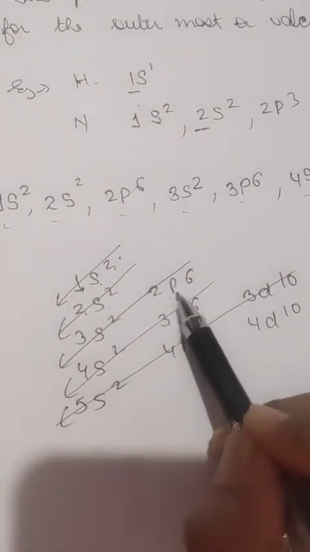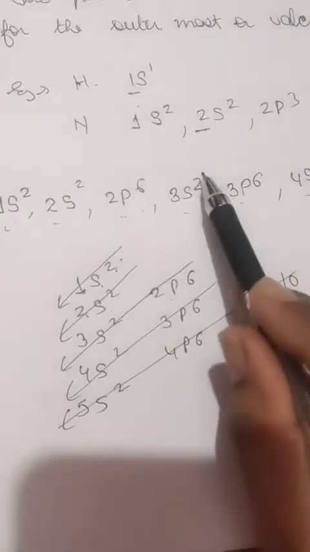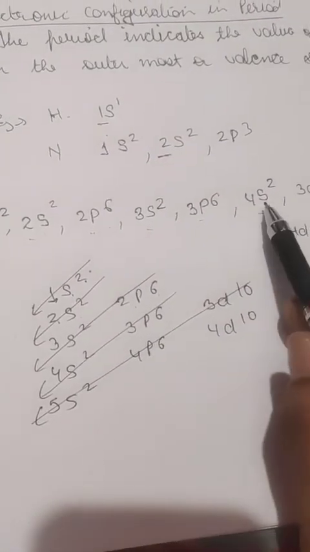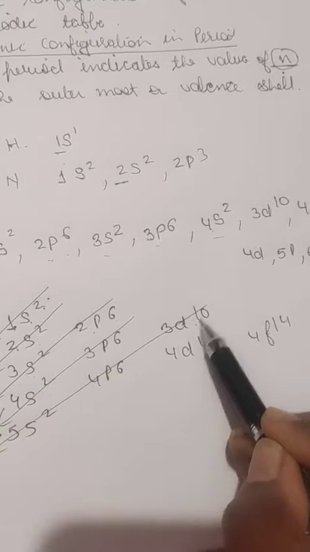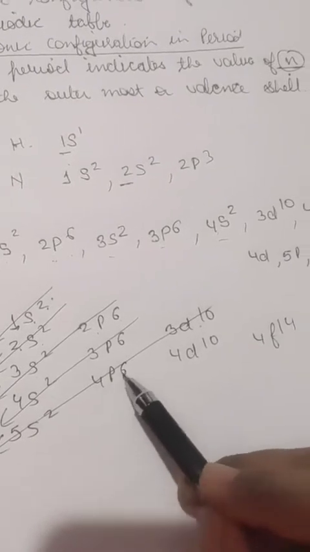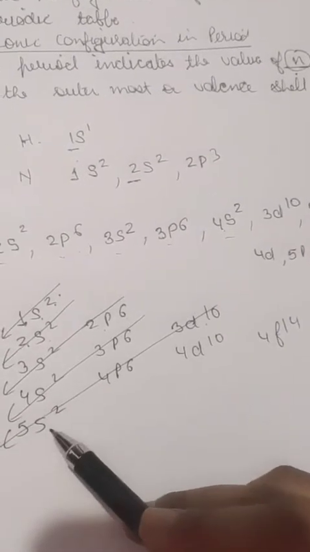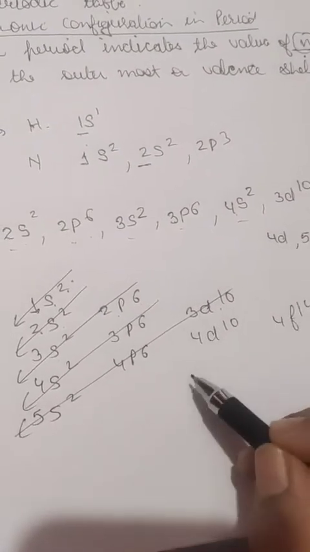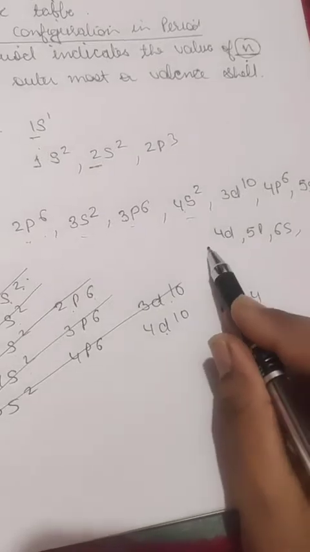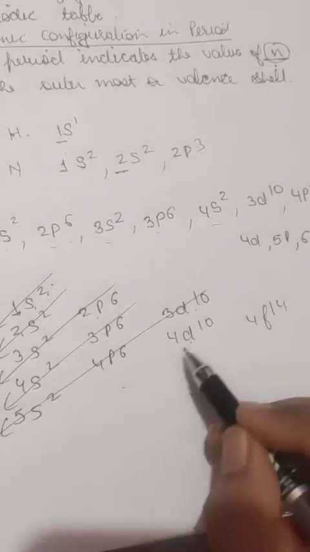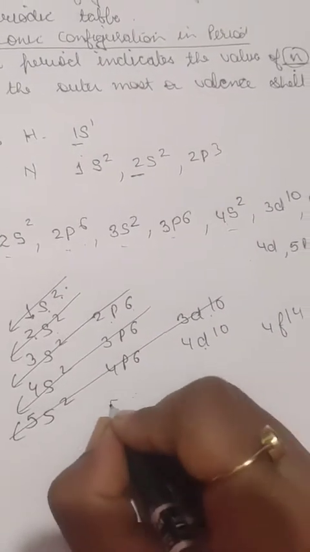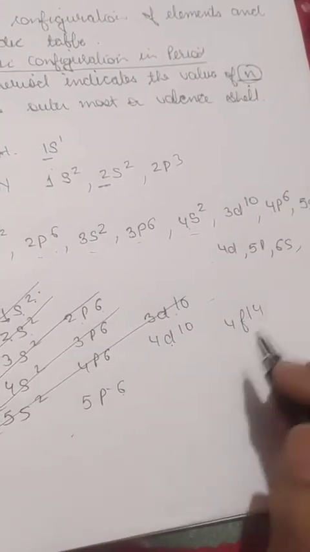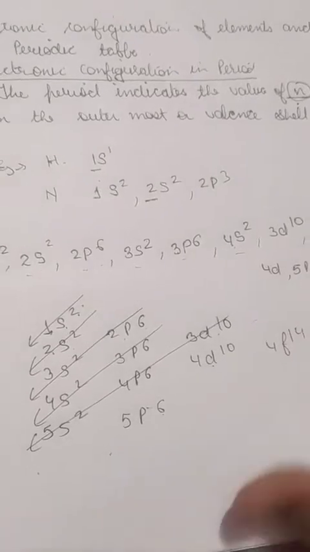So this then 2p6, then 3s2 here, and then 3p6 here, and then 4s2, this is here, then coming to the 3d10, it's here, and 4p6 this, and 5s2 this. Okay, so this is how it is done, and then it will be 4d10. Okay, then again if we write here, it will be 5p6. Okay, so it will be like this, then again it will be 6. Okay, so I hope it's clear.